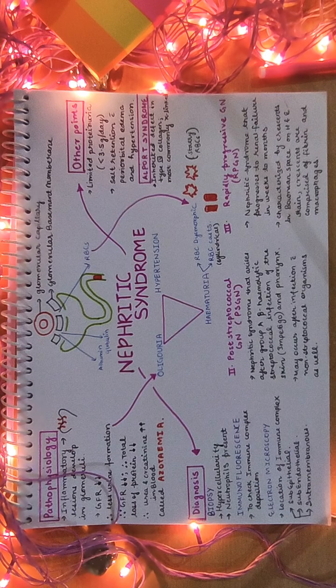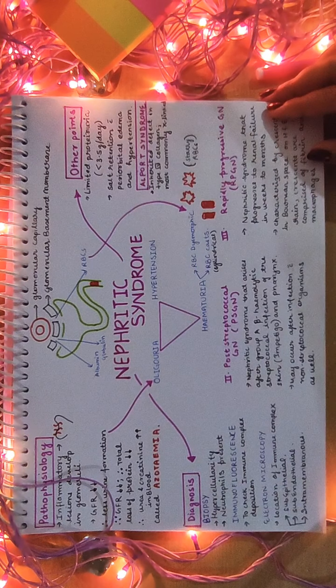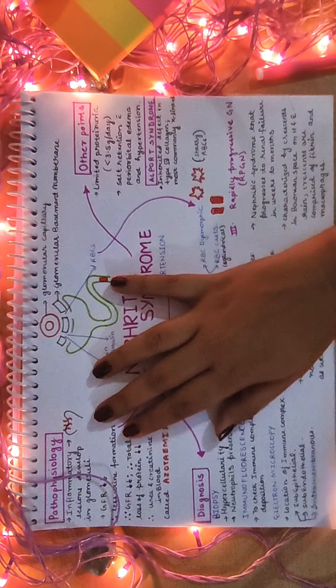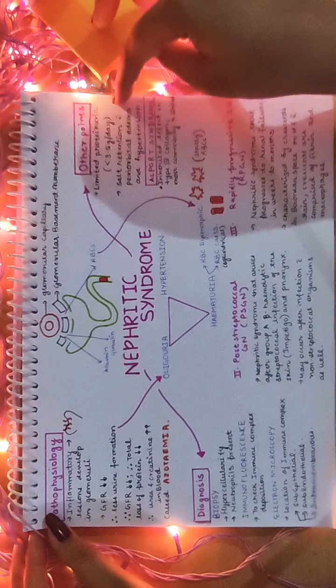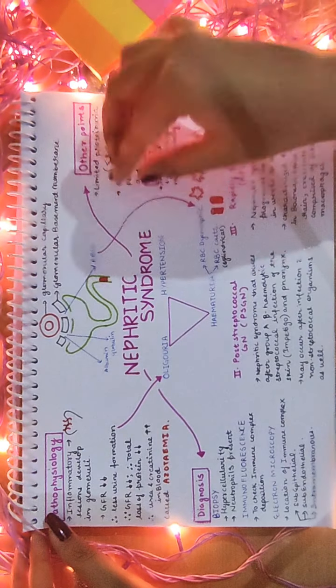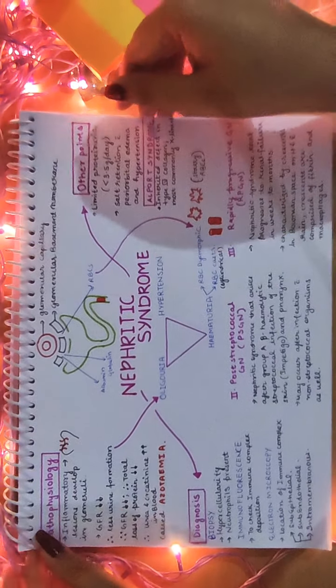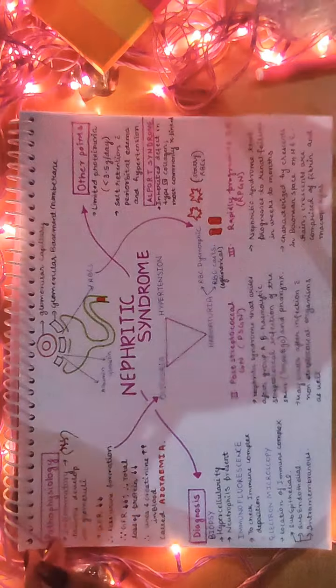The topic is nephritic syndrome. This is a mind map that I have prepared to explain it to you guys so that it would be easy to understand while keeping it short. Here's the pathophysiology and here's the diagnosis, and these are some other important points about nephritic syndrome, and these are some types of nephritic syndrome. It gets easier when you make a mind map. So I will explain it to you now.